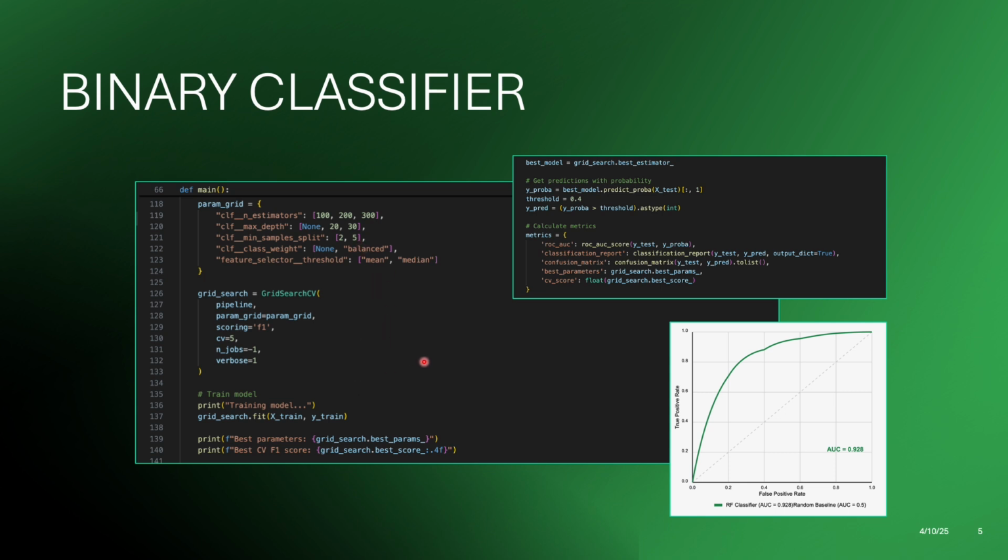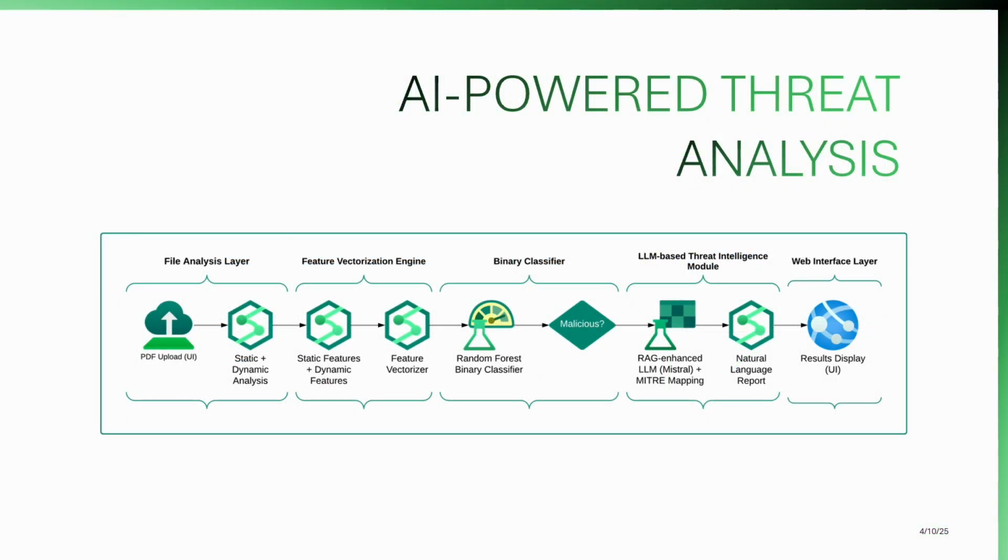I built a pipeline that scales features, selects the most relevant ones, and fits a random forest model. Then I tuned it using a 5-fold grid search CV. The model that performed best on F1 score is used to classify new PDFs as either malicious or benign. If the PDF is malicious, the AI analysis begins.